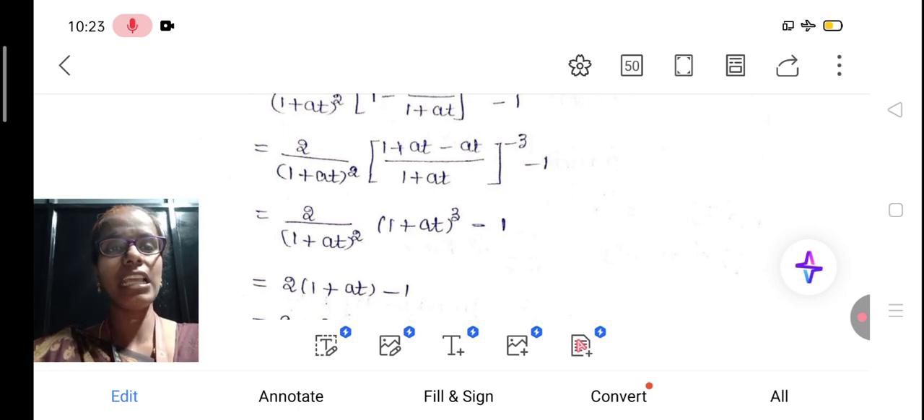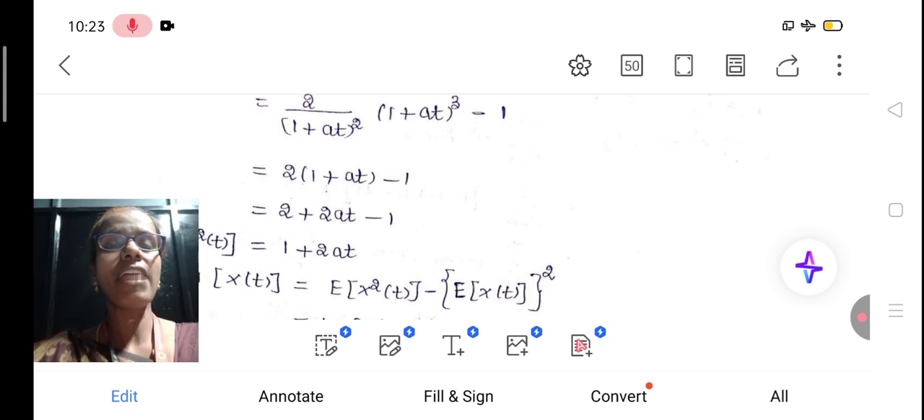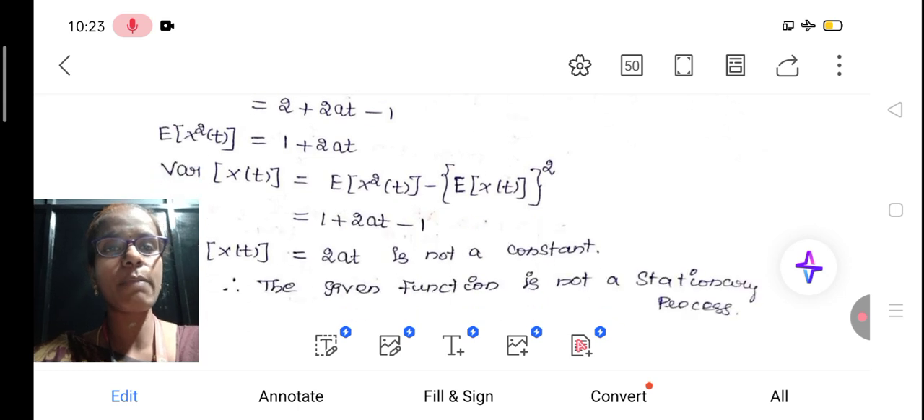Don't forget this minus 1. Finally we get 2 into (1 plus at) minus 1. So 2 plus 2at minus 1, which is 1 plus 2at.